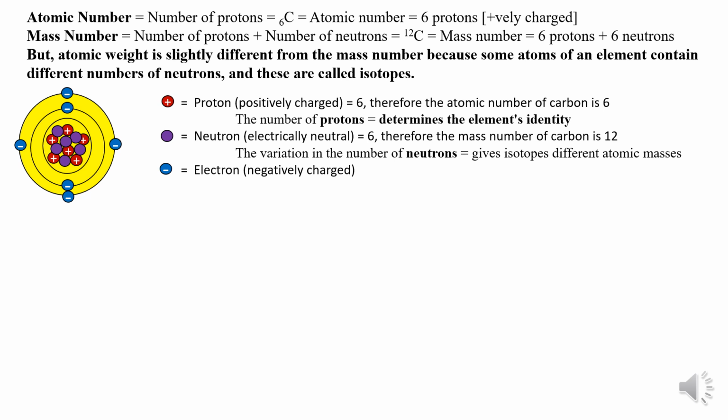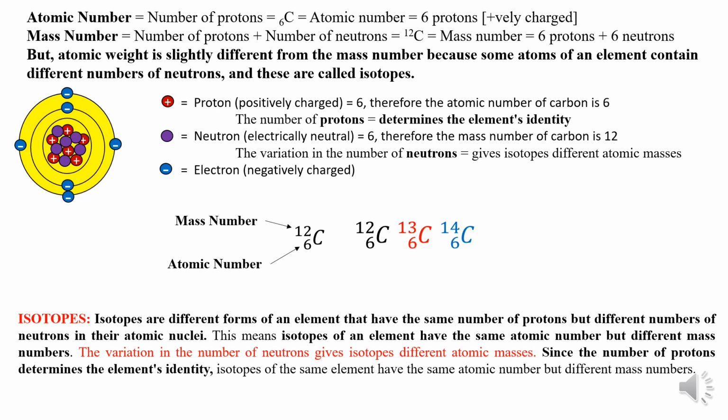Now, protons determine the element's identity, while the variation in number of neutrons gives the isotopes different atomic masses. So atomic number for carbon is 6, while the mass number is 12. Naturally occurring carbon contains 3 different isotopes, C12, C13 and C14. And because of the contribution of these 3 isotopes, you end up with atomic weight of 12.01 in case of carbon.